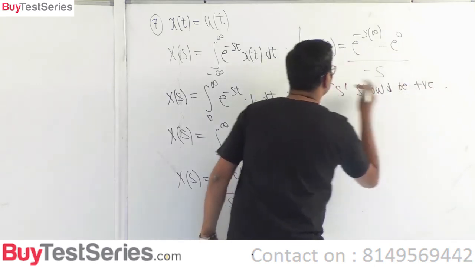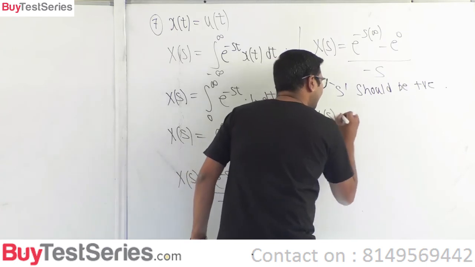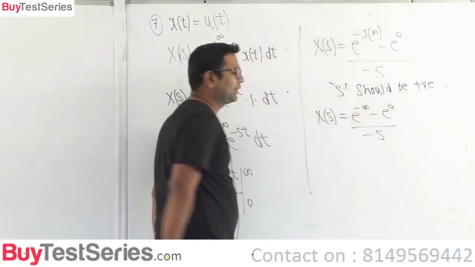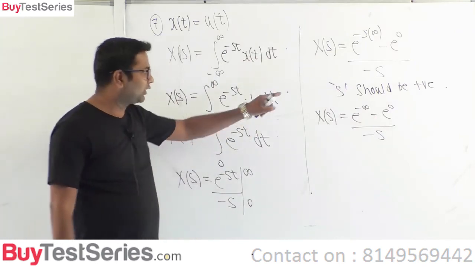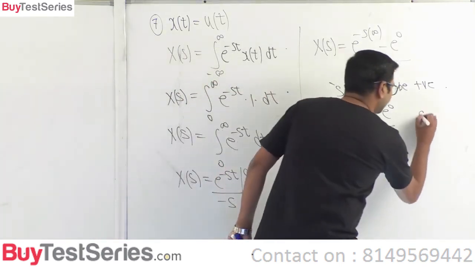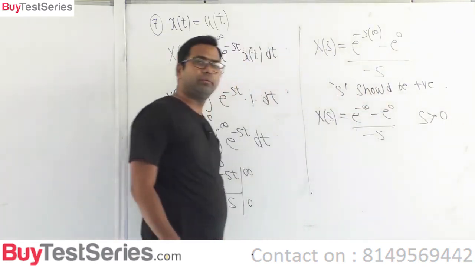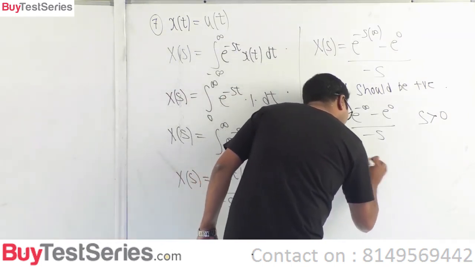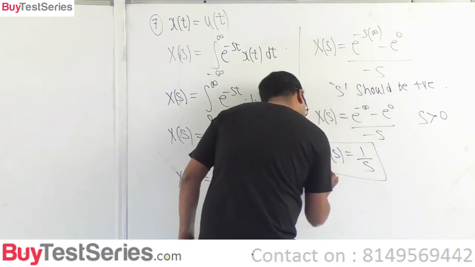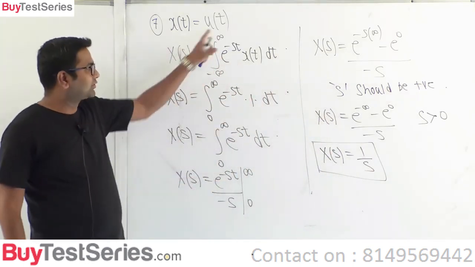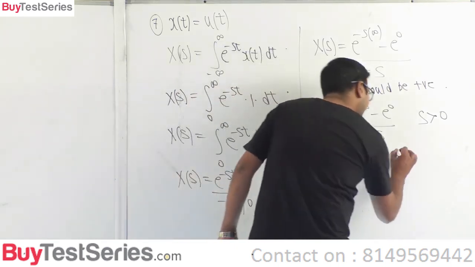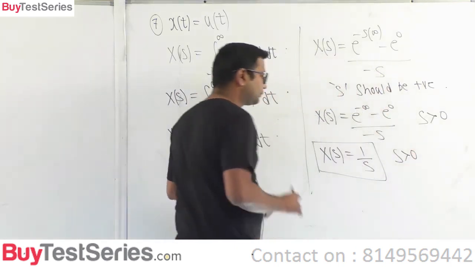Since s should be positive, we will write X of s as e raised to minus infinity minus e raised to minus 0, divided by minus s. The condition on s is that s should be positive. Therefore, s should be greater than 0. Therefore, capital X of s comes out to be 1 by s. Therefore, the Laplace transform for unit step signal is 1 by s. And the ROC in this case is s greater than 0.